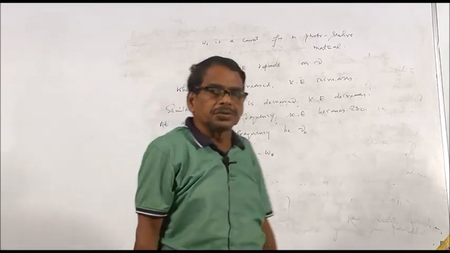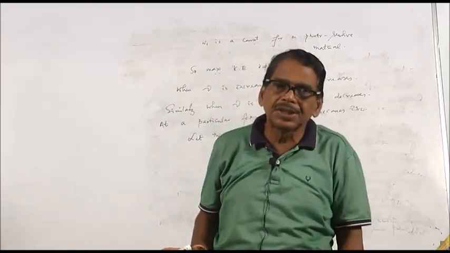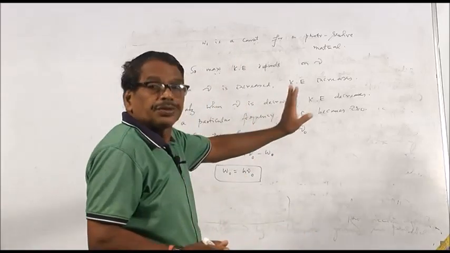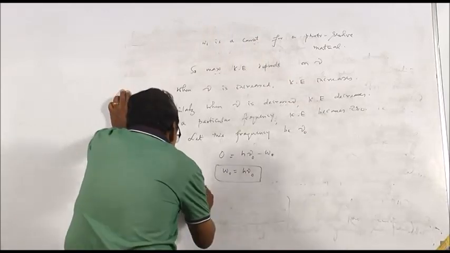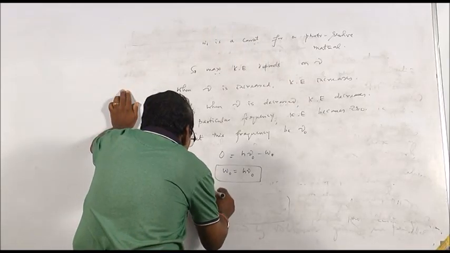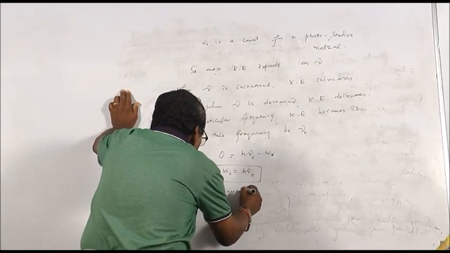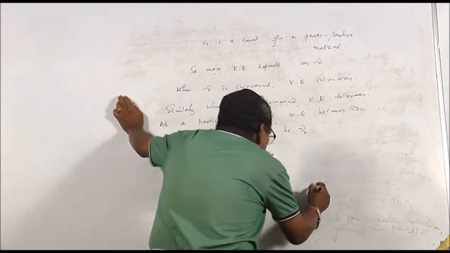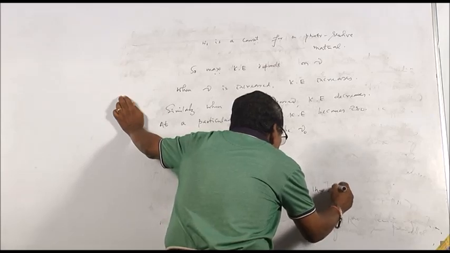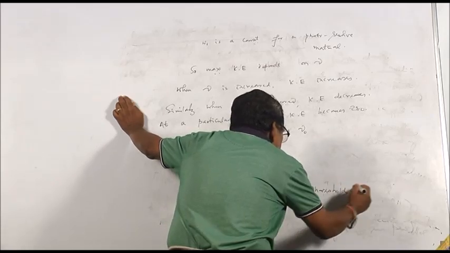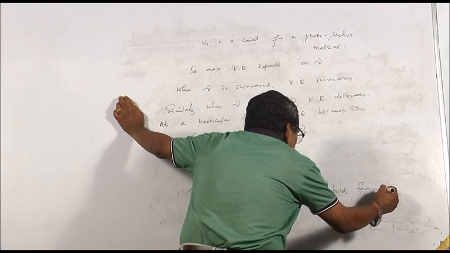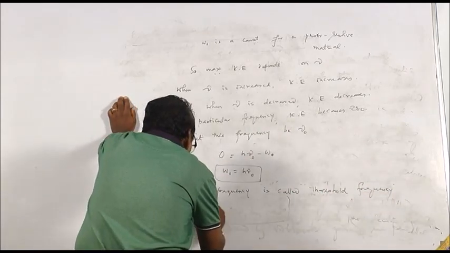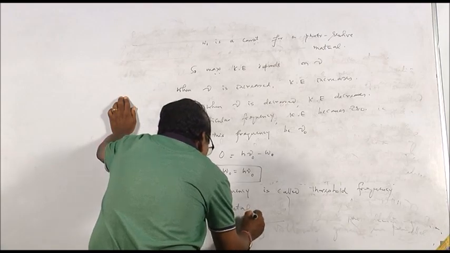W0 is equal to h nu 0. This frequency where kinetic energy becomes 0 is called threshold frequency. Threshold frequency for the metal.